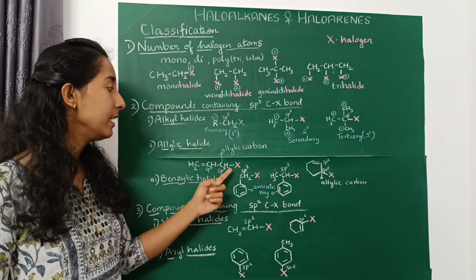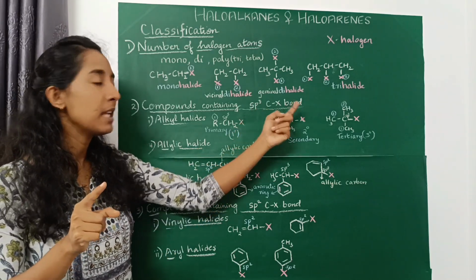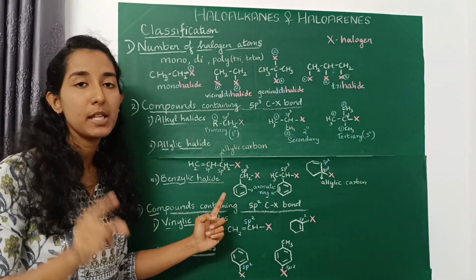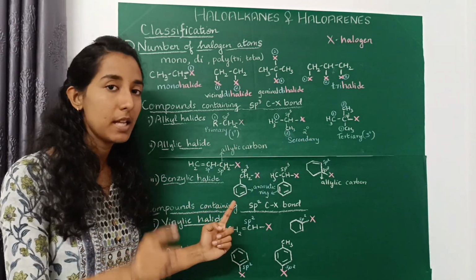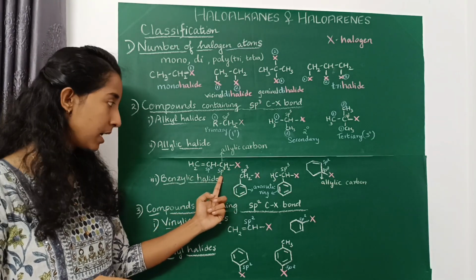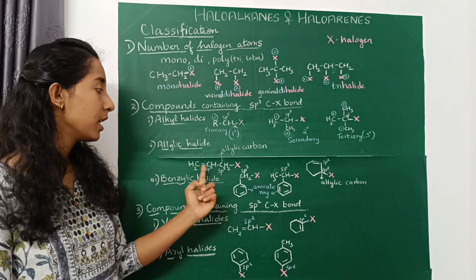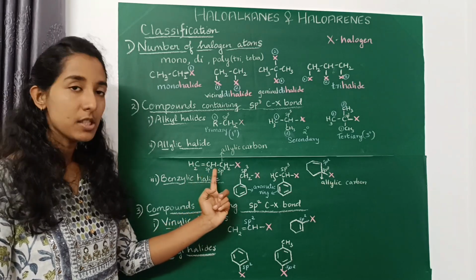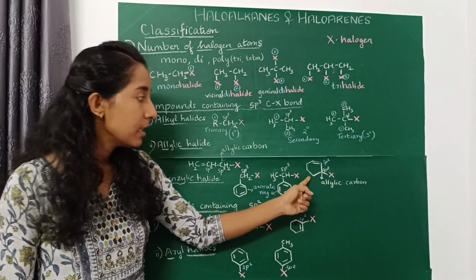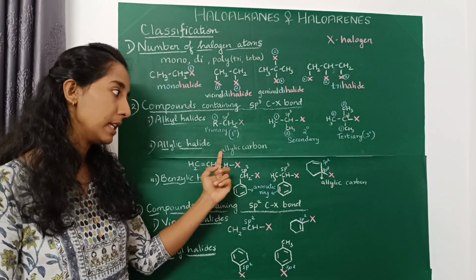Now we are discussing the sp3 carbon-halogen bond. So in all these cases, the halogen will be attached to an sp3 hybridized carbon atom. In allylic halides, the halogen is attached to an sp3 carbon, and this sp3 carbon is attached to an sp2 carbon. That is CH2=CH-CH2X. So this is the allylic carbon. We call this the allylic carbon.